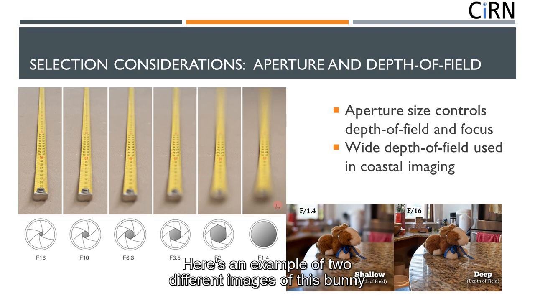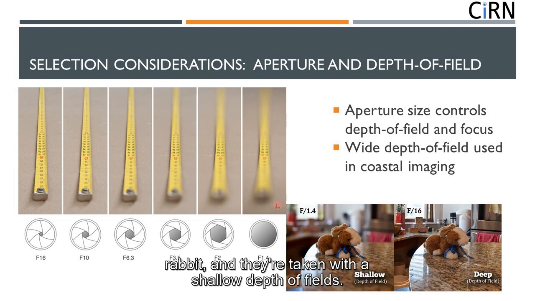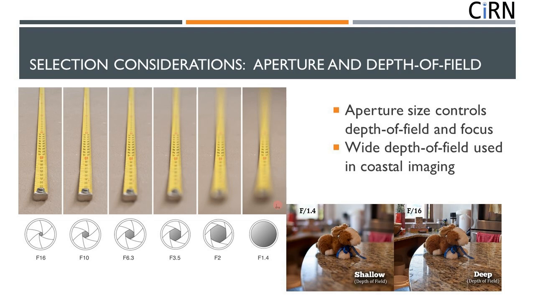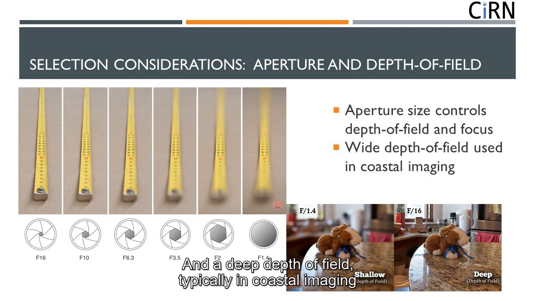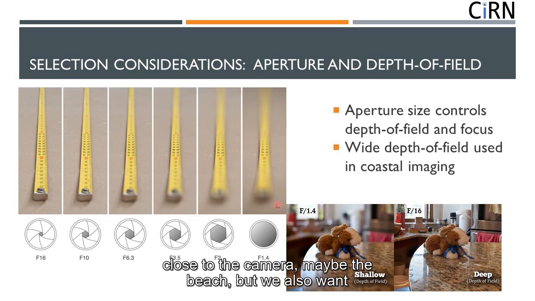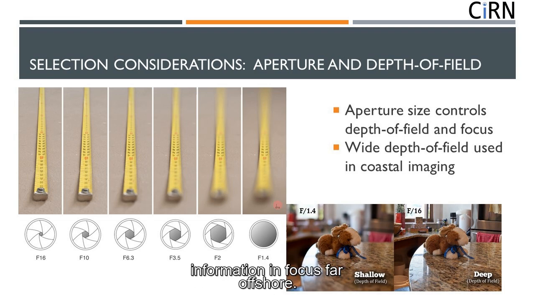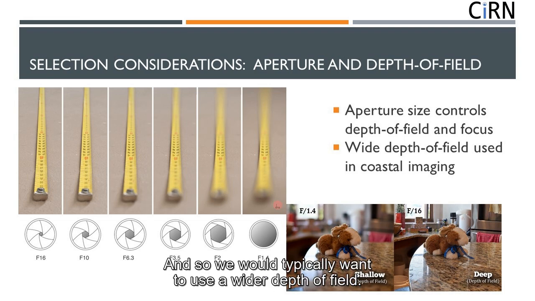Here's an example of two different images of this bunny rabbit, and they're taken with a shallow depth of field and a deep depth of field. Typically, in coastal imaging applications, we're trying to image information that's up close to the camera, maybe the beach, but we also want information in focus far offshore, and so we would typically want to use a wider depth of field.